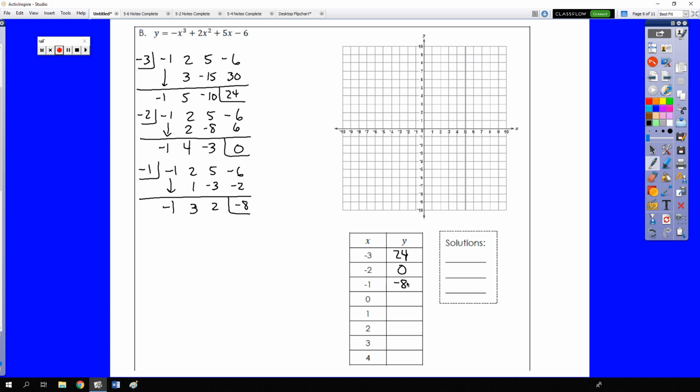Remember that we do not need to do synthetic division for 0. You could, but you don't need to, because the last number, the whole number term, tells us when x equals 0, y equals negative 6. So as long as you know that fact, it'll save you one round of synthetic division. Then we continue on to the next one, which would be positive 1.